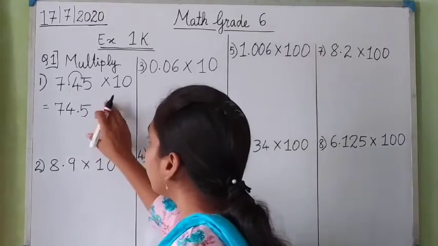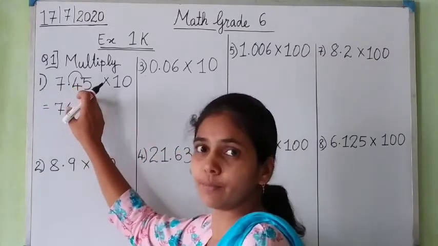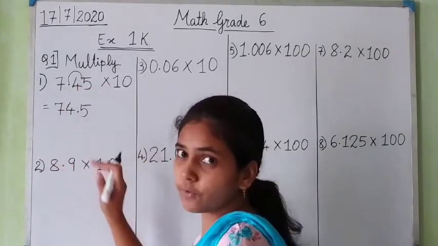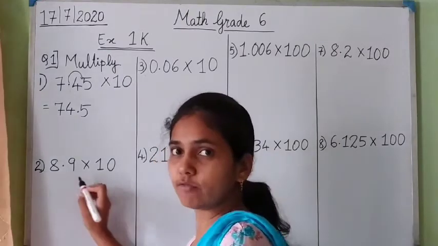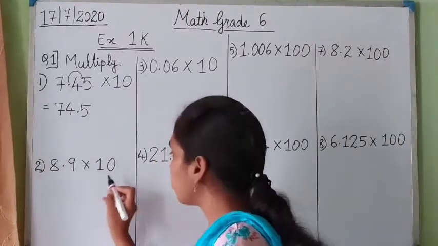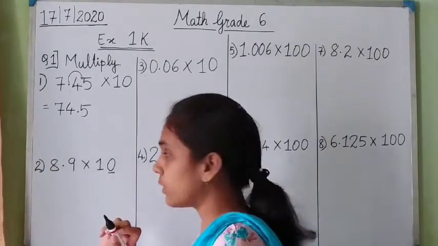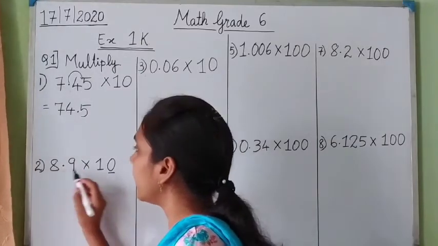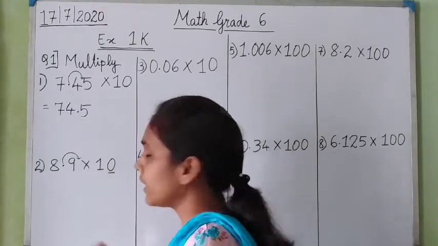74.5. Okay, so after multiplying this given number 7.45 by 10, it becomes 74.5. Now in the next one, the number is 8.9, which is multiplied by 10. So there is only 1 zero, so the decimal point will shift 1 digit towards the right. Here the decimal point is in between 8 and 9. After shifting 1 digit towards the right, it is going to come here.